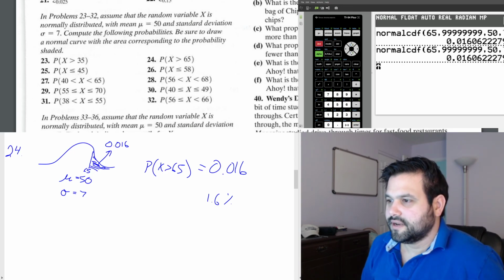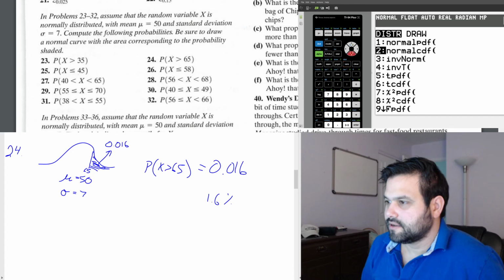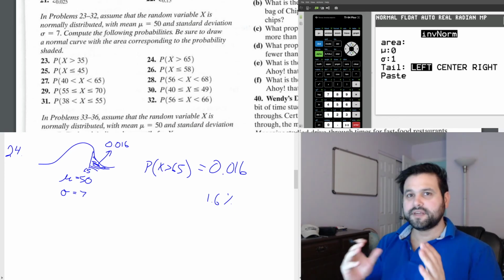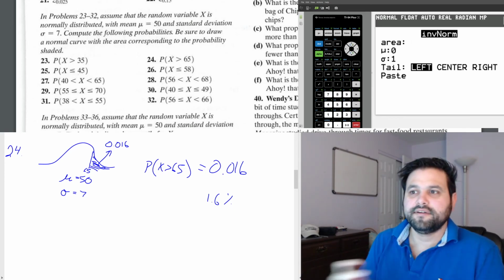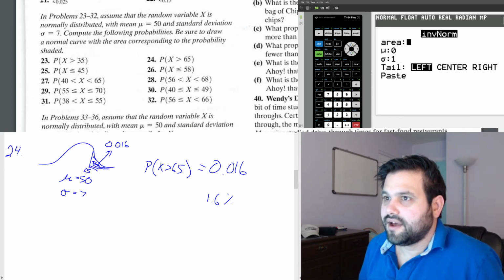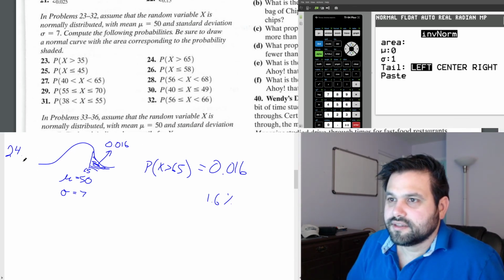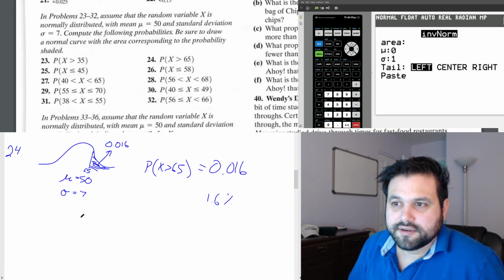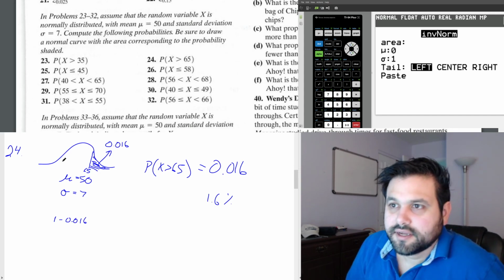So now I'm going to go back to inverse norm. And the area, because the calculator will always be talking about the area to the left, I now have to think about what is this area over here. So if this is 0.016, then do 1 minus 0.016 to get the area over here, which would be 0.984.